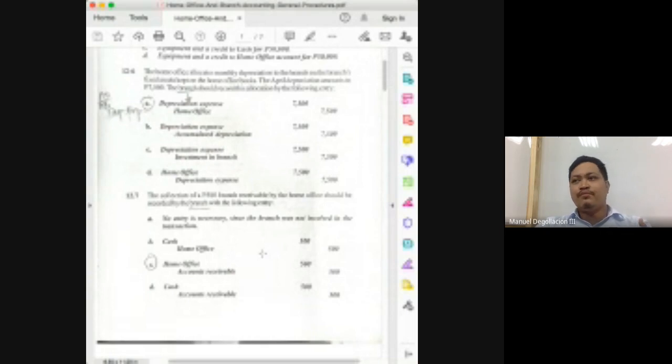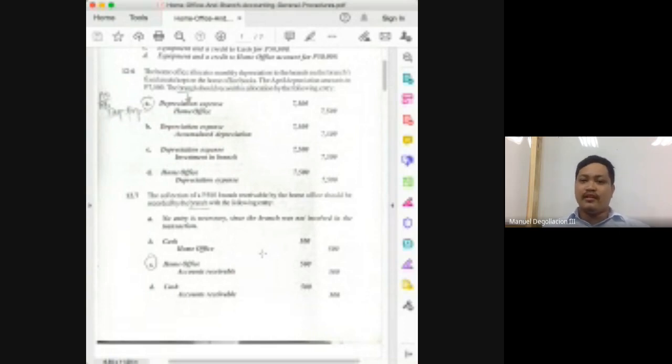Okay, but who previously shouldered the burden of this expense? It is the home office. But whose expense is this actually? This is the actual expense of the branch. So if we are going to fit this in our expanded definition, class, it's as if the home office did something for the benefit of the branch. So we will treat or classify this as an investment transaction.